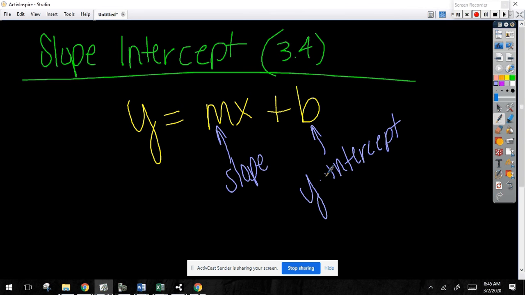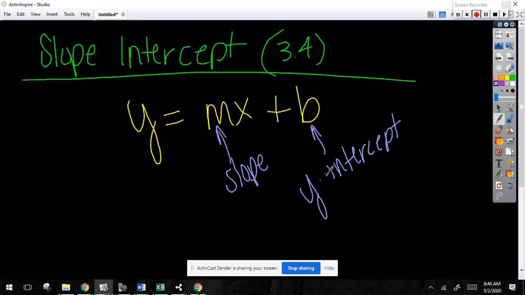The way that clues me in that I'm in slope-intercept form is that it's solved for y. Y is by itself, and that tells me slope-intercept form. The number hooked to the x is the slope. The number by itself, the constant, is the y-intercept, so it's where it crosses the y-axis. It makes it easy for graphing.